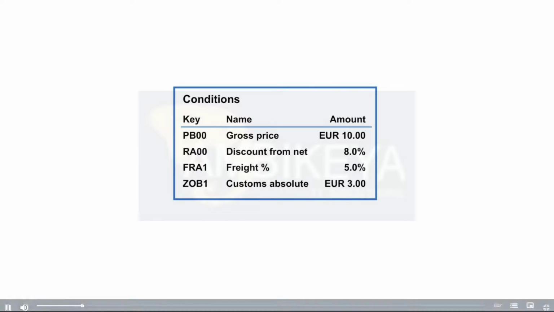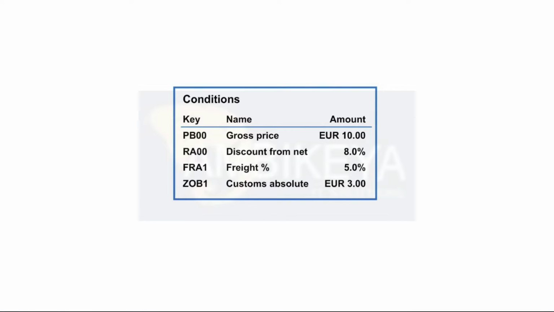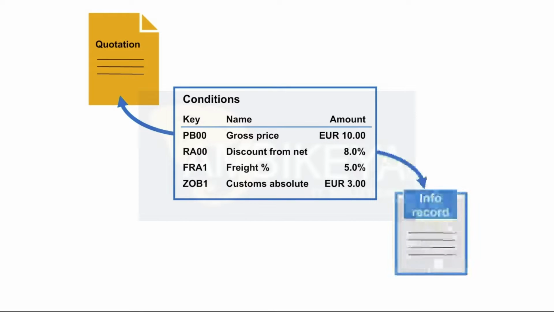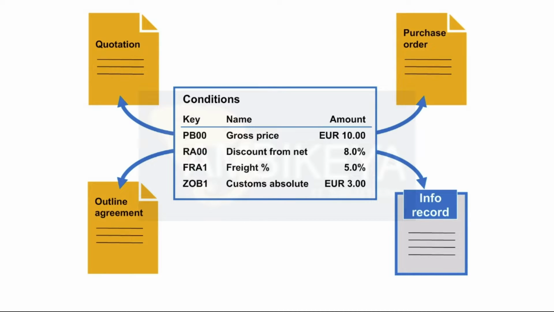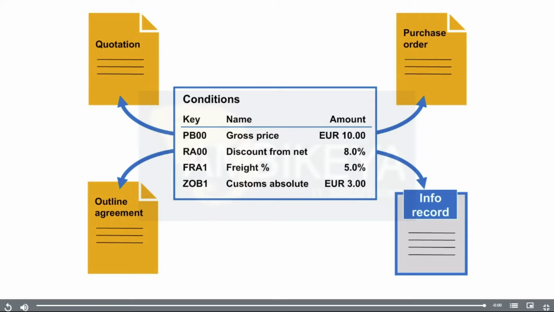Conditions are agreements with vendors about prices, surcharges and discounts, and so on. Conditions can be maintained when entering quotations, info records, outline agreements, such as contracts, scheduling agreements, and purchase orders. The net and effective prices in a purchasing document are determined based on these conditions. You can also store general conditions at vendor level, for example. The system then uses these conditions for price determination.